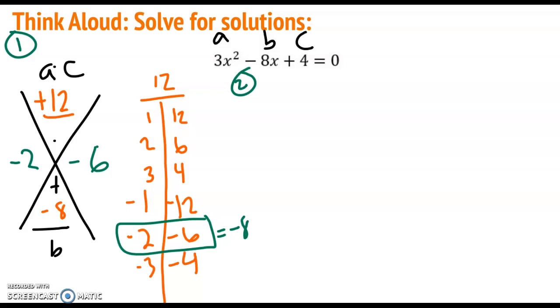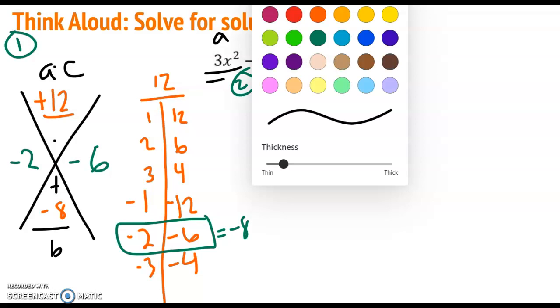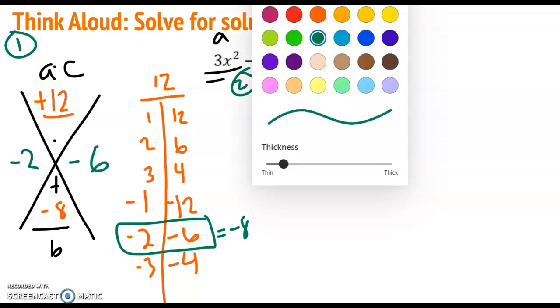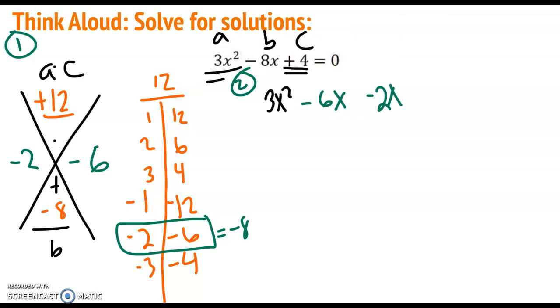So in order to do my grouping method, I'm going to grab my a value, which is 3x squared. And then I'm going to be grabbing my two factored forms of negative 6x and then this negative 2x. It does not matter where you put it, we're still going to be factoring the same. And then of course my last thing is my c value, which is this positive 4. We are going to be grouping, so I'm going to split them in half.